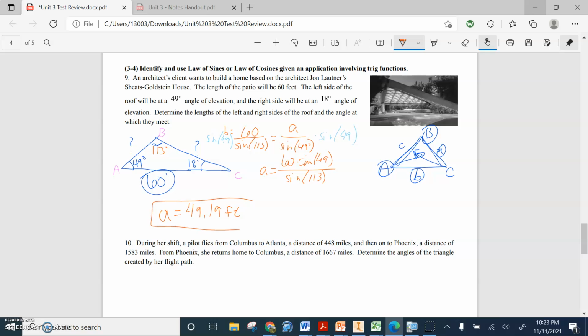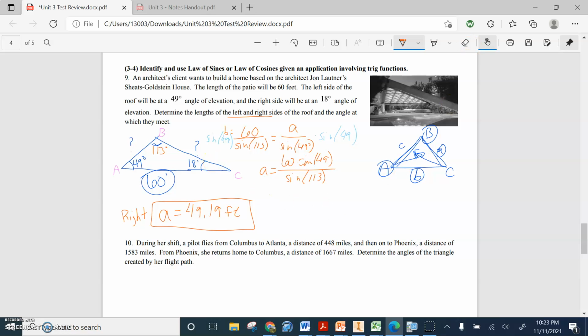So side A is going to be our right side, I guess, because it's saying determine the lengths of left and right. So we should probably label them as such. For our picture, angle A goes to side A, but side A happens to be the right side.